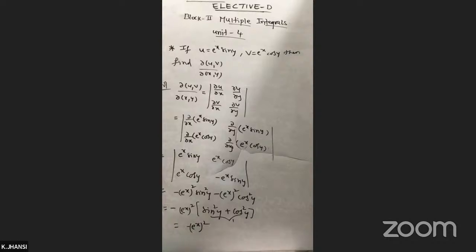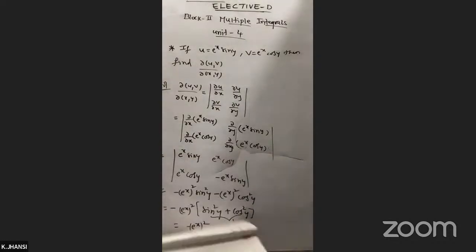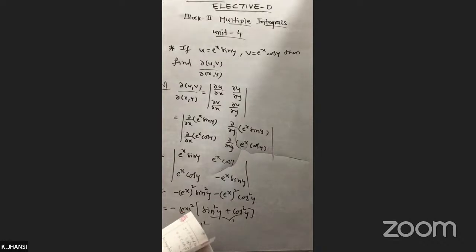So this is the answer for this Jacobian with respect to the two independent variables. By this we are completing unit 4 from block 2. Next we have unit 5.